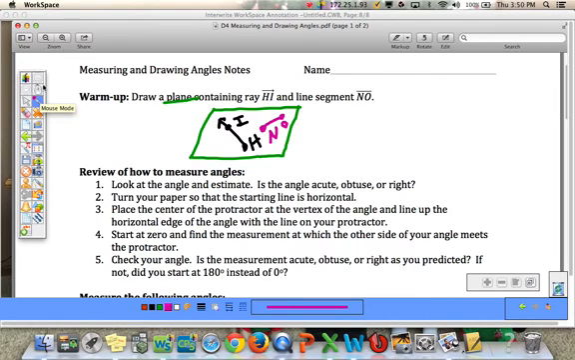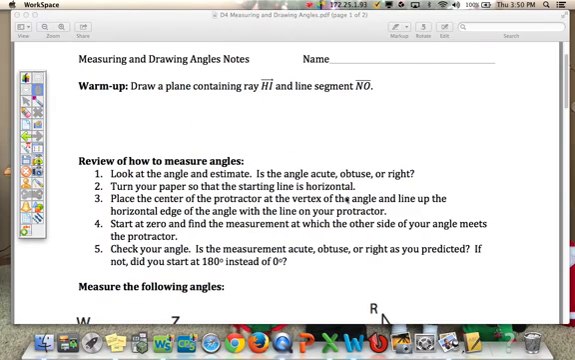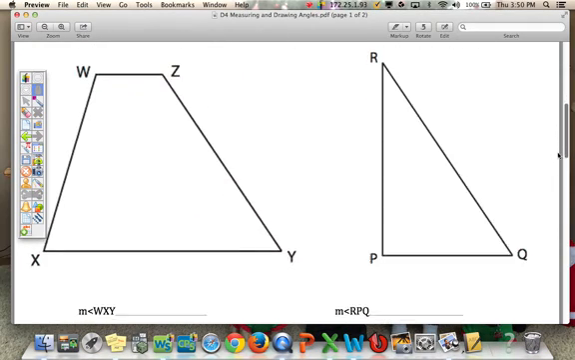Okay, so review. This is what we did yesterday. How to measure angles: look at the angle and estimate. Is it acute, obtuse, or right? Turn your paper so that the starting line is horizontal. Place the center of the protractor on the vertex of the angle and line up the horizontal edge. Start at 0, find the measurement, and then check your answer. So we're going to do those steps below.